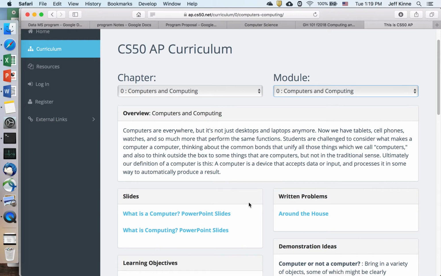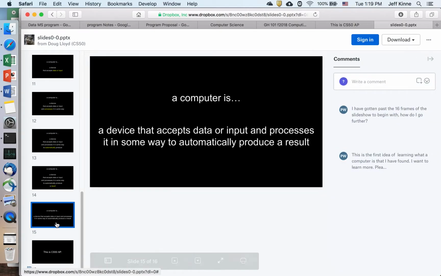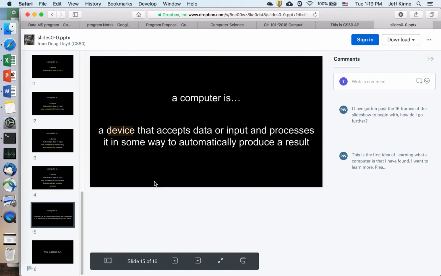So in the computers and computing chapter, what is a computer? And what they come up with eventually is a definition: a device that accepts data or input and processes it in some way to automatically produce a result. And all of these individual words are important. So a computer is a device, not a person. There has to be some kind of input coming into the device. Right now, my computer is taking input from my voice on the microphone and also from the mouse.